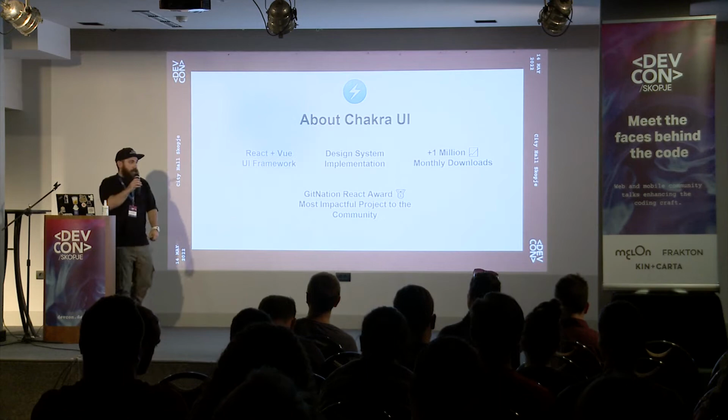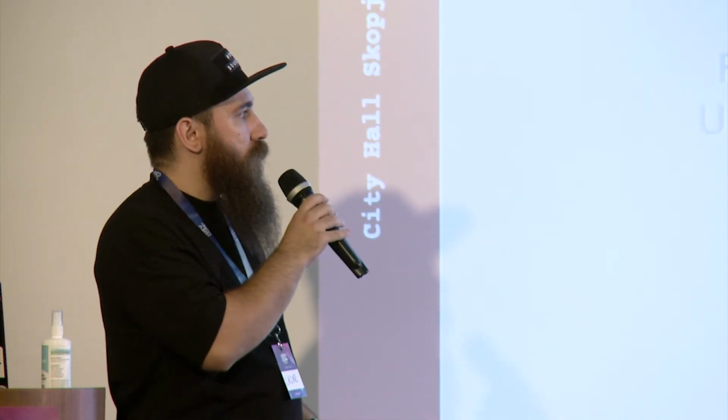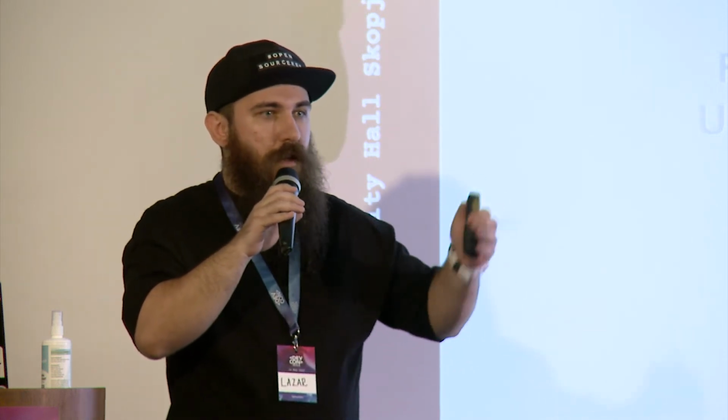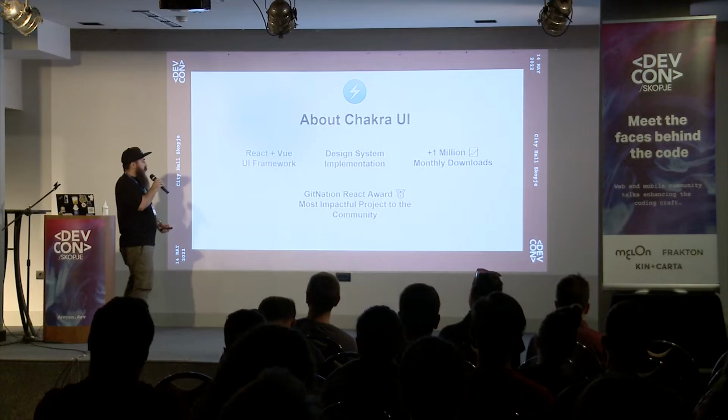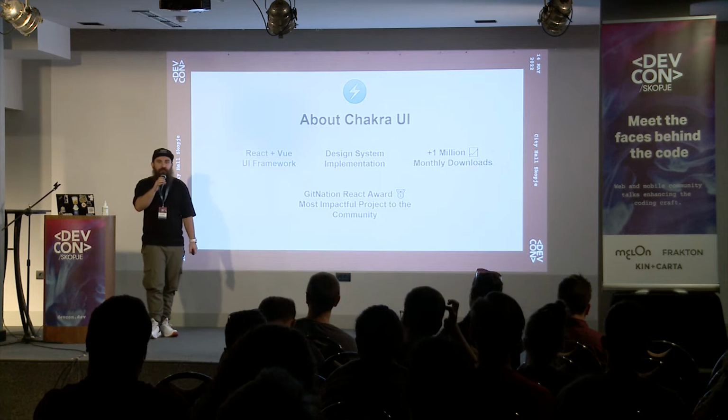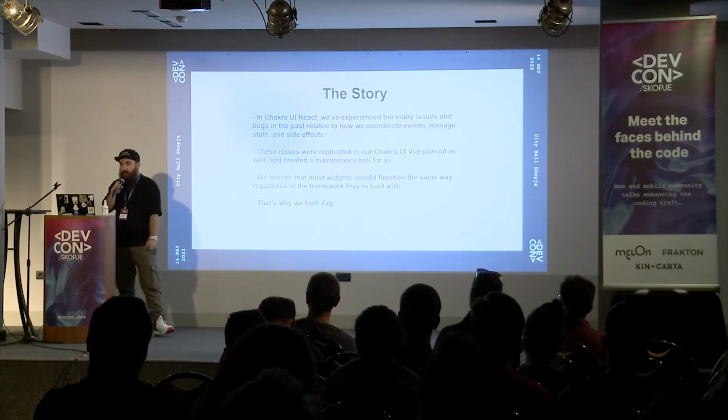So that's Chakra UI. We are proud to say that we have 1 million monthly downloads, which is amazing. It was surreal. I woke up one day, I checked the NPM stats, I saw 1 million, I was like, okay, this is the next level. And yeah, we also have the Git Nation React Award for the most impactful project to the community. So that is Chakra UI.